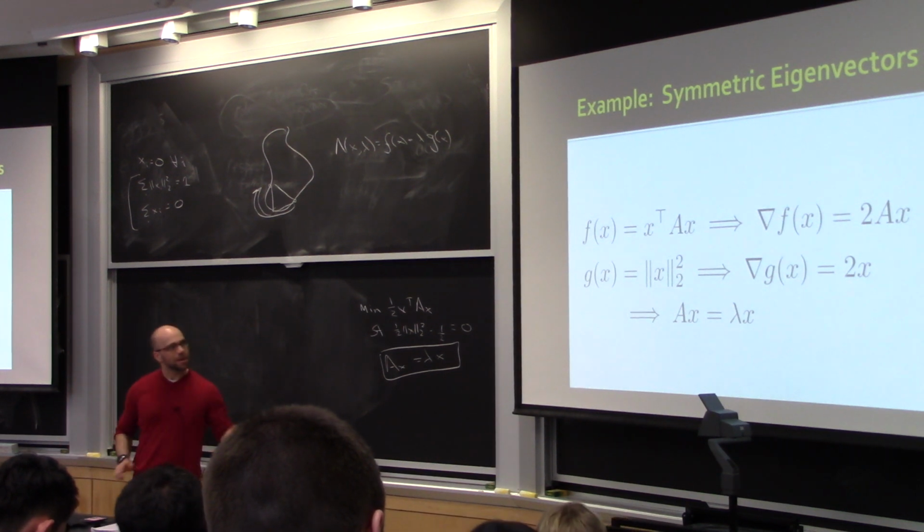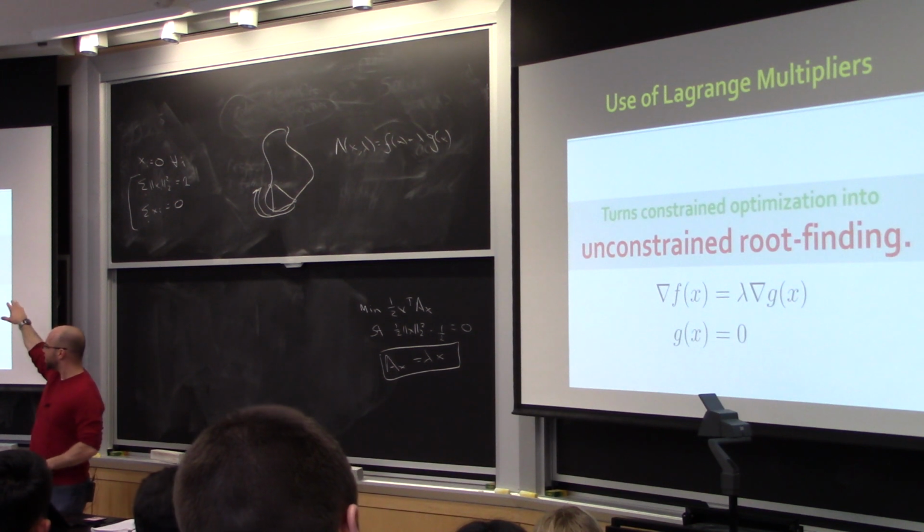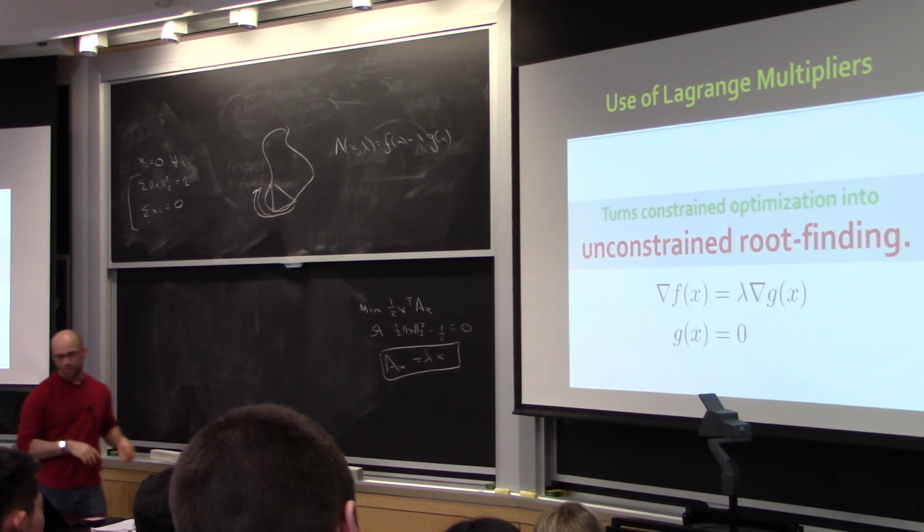So the way that I like to think about this is that roughly Lagrange multipliers are just turning constrained optimization into root finding, right? So this is a system of equations I've got to solve. There are all kinds of fun examples.